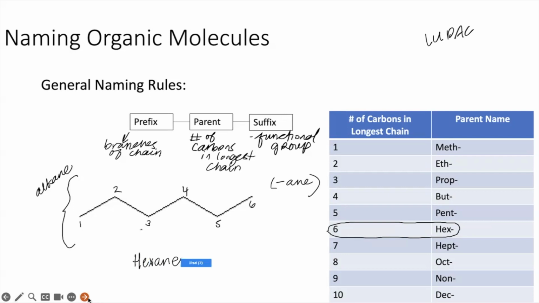There's no branches coming off, but if there were, I would take care of that in front. In naming organic molecules, you're almost working backwards. You're identifying the functional group present, you're identifying your longest chain, and then you're taking care of anything coming off of it. Alkanes get a little tricky, and so we're going to see this slide again here.